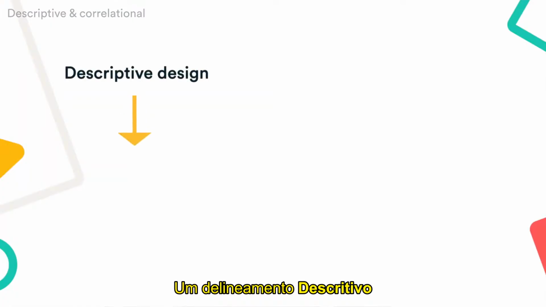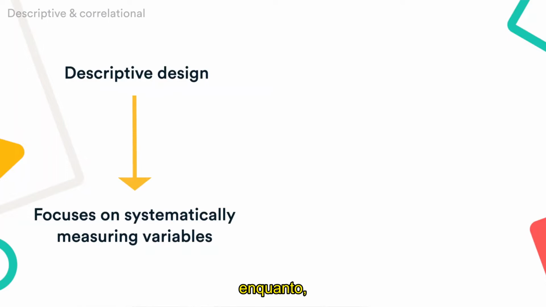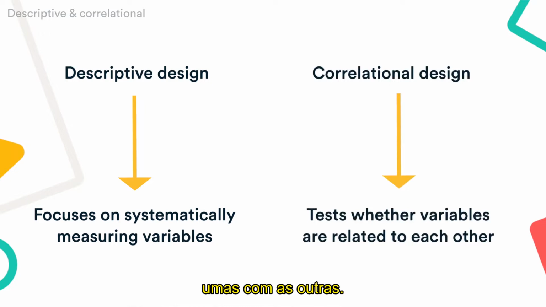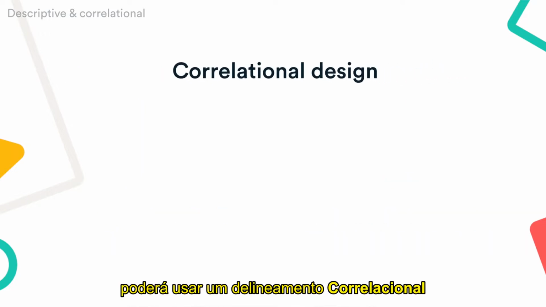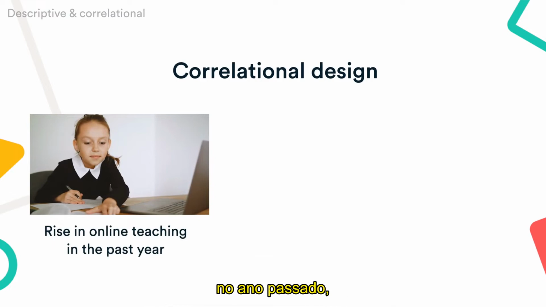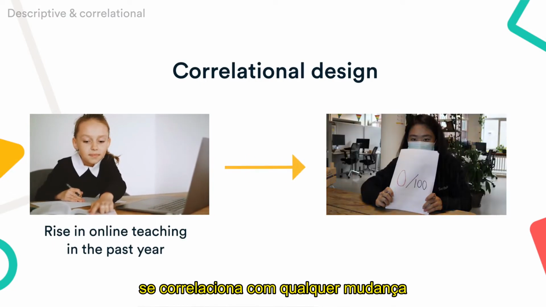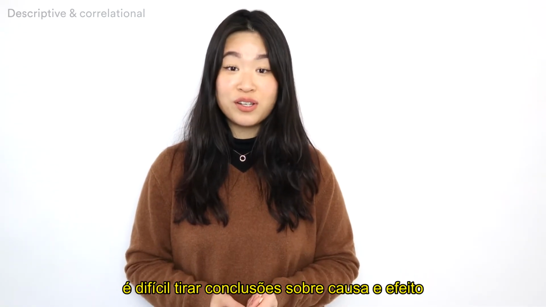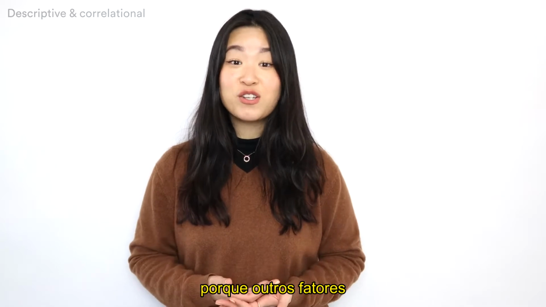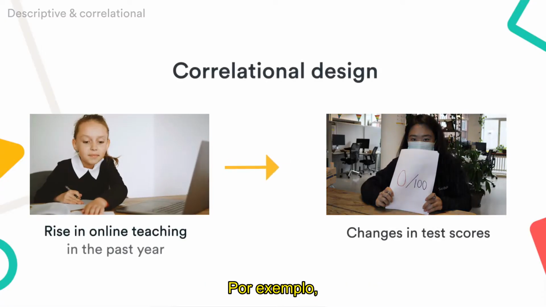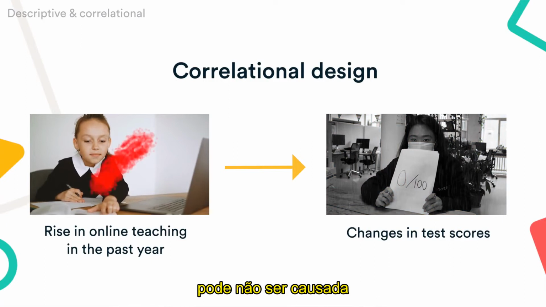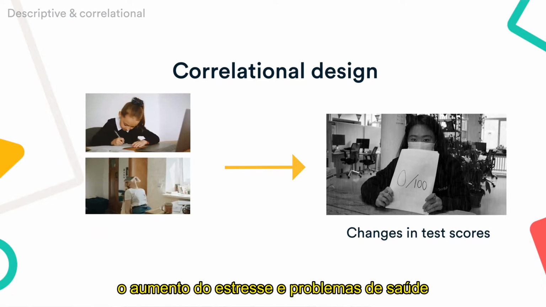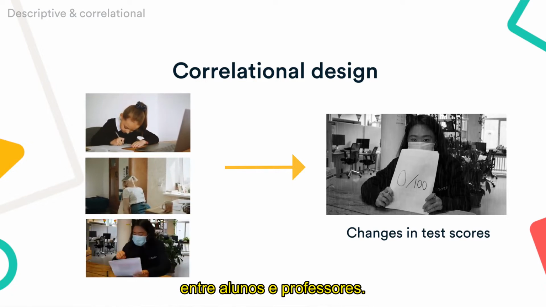A descriptive design focuses only on systematically measuring variables, while a correlational design tests whether variables are related to each other. For example, you could use a correlational design to find out if the rise in online teaching in the past year correlates with any change in test scores. With these designs, it's hard to draw conclusions about cause and effect because other factors may influence the results. For example, the change in test scores might not be caused by classes being taught online, but by other variables such as increased stress and health issues among students and teachers.